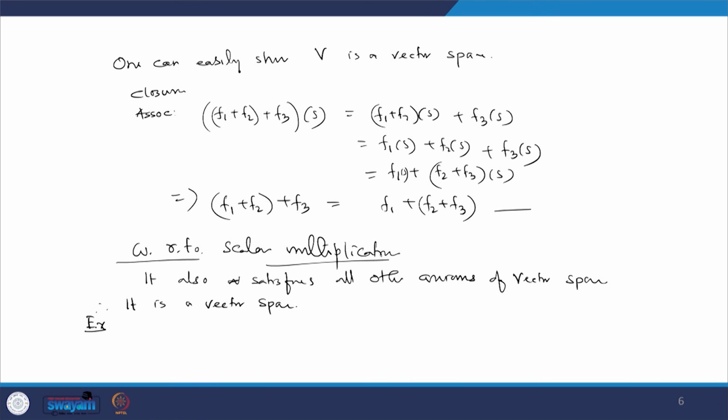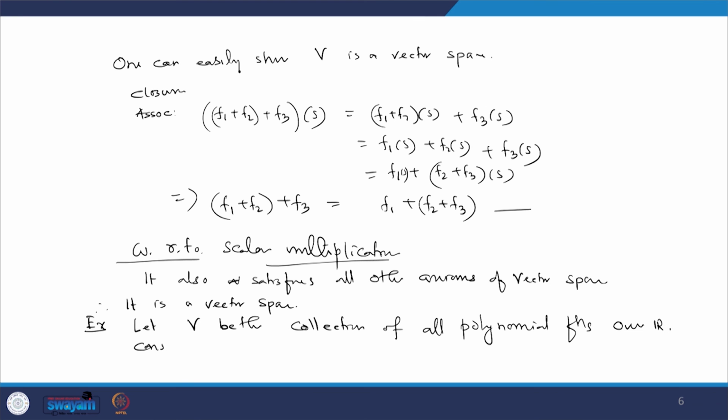Now, the next example we can consider: let V be the collection of all polynomial functions over R. Consider vector addition as for p and q belonging to V. For the sake of simplicity, let me consider the collection of all polynomial functions of degree less than or equal to n, but over R.